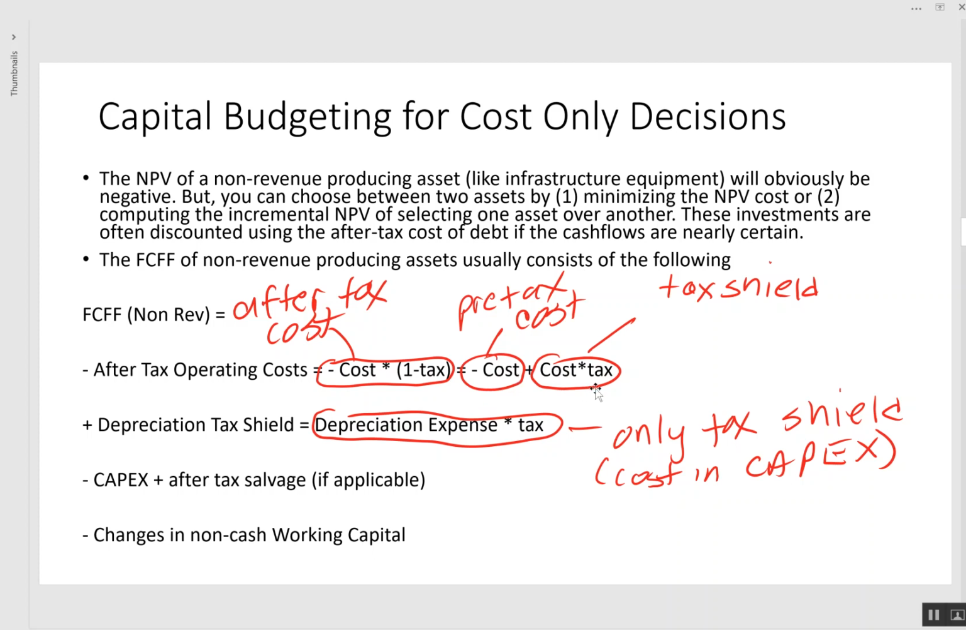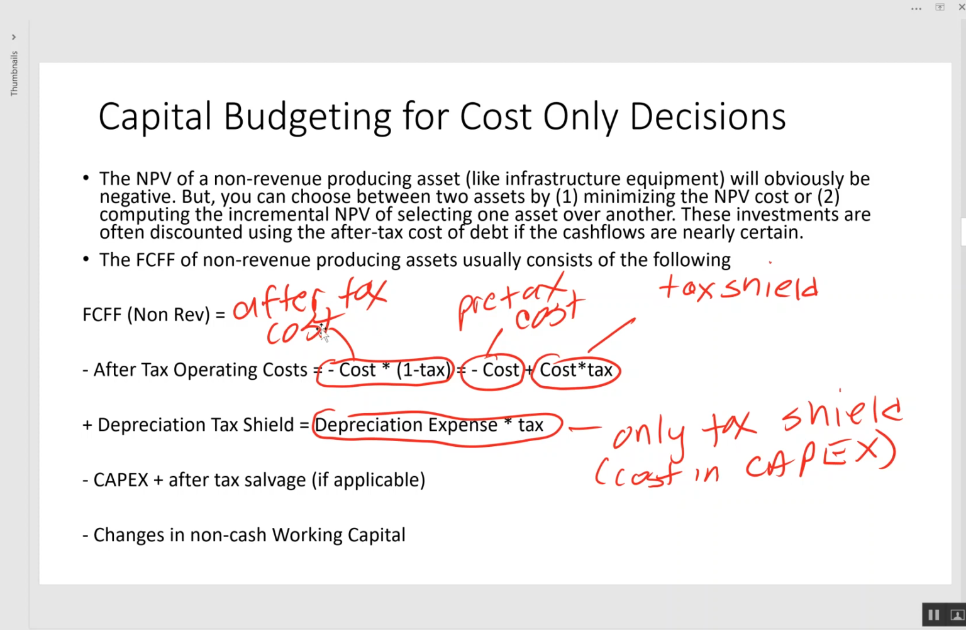Minus the cost plus the cost times tax. So whenever I take a cost times 1 minus the tax rate to get the after-tax cost, it's really saying I'm going to pay whatever the cost is, but I'm going to create a tax shield equal to the cost times the tax. So my net cash flow from an expense is really the cost times 1 minus the tax rate.